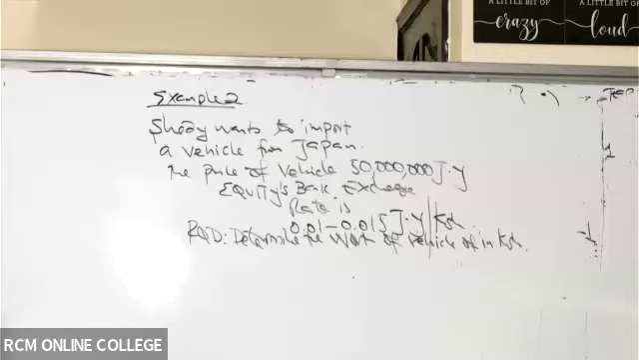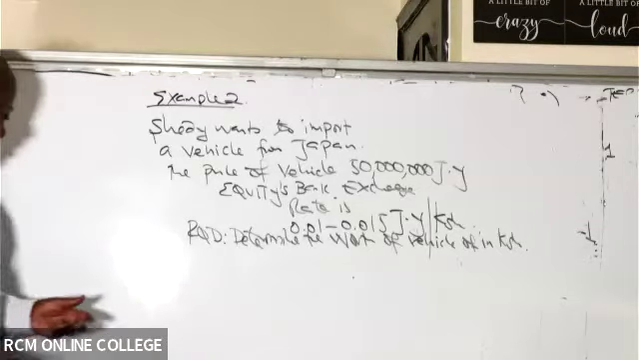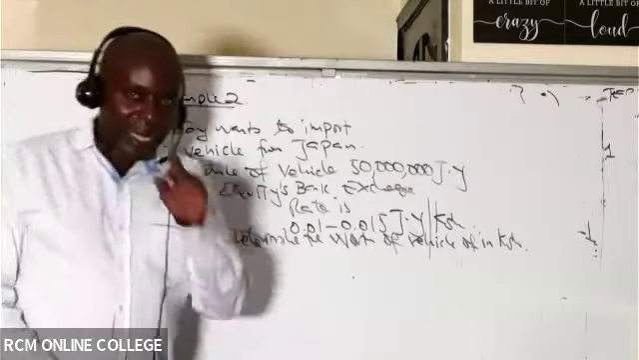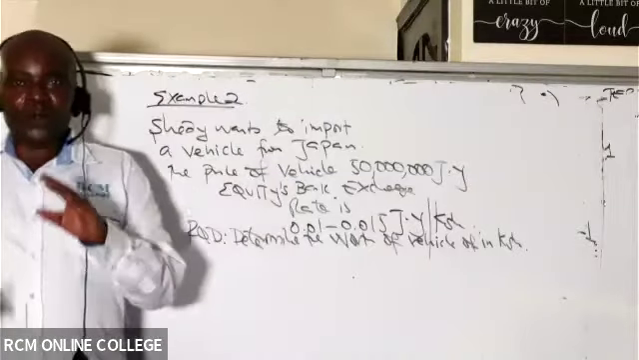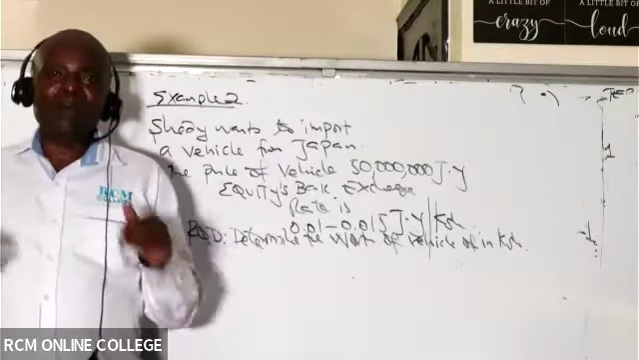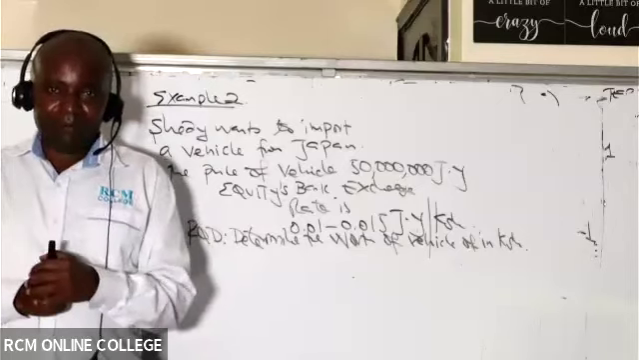We shall overcome. So Shedi wants to import a vehicle from Japan. The price of the vehicle is 50 million Japanese yen. Then we have, of course, ladies and gentlemen, listen. Shedi, I'm using Shedi because Shedi is a classmate here. We don't know much about him, but I believe Shedi is a Kenyan.